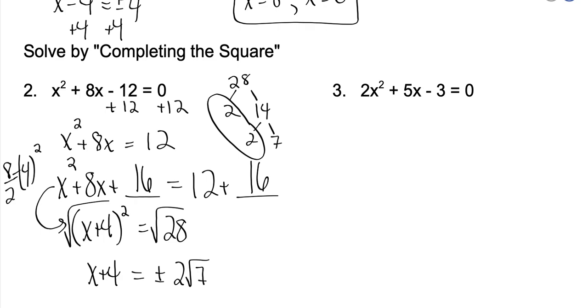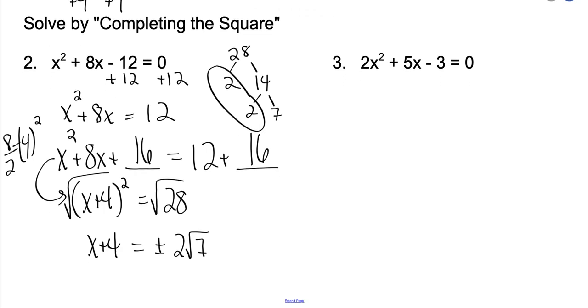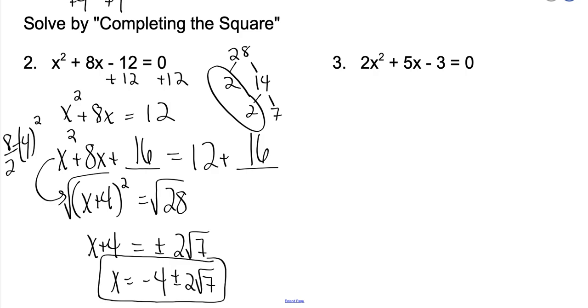Okay, and then we just have to move the 4 over to finish it out. So we'll subtract 4 from both sides. X equals negative 4 plus or minus 2 root 7. Okay, and since this doesn't work out to be a nice answer, it's not an exact answer if you just round it, so you leave it like that. So this is what we got: negative 4 plus or minus 2 root 7.